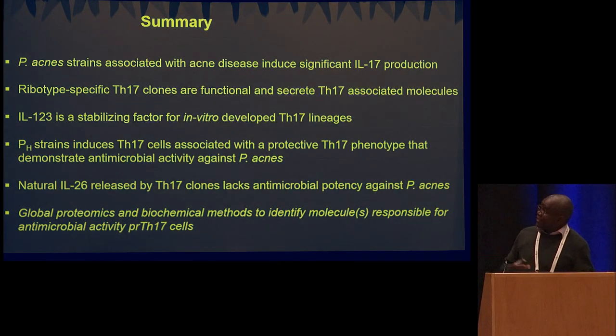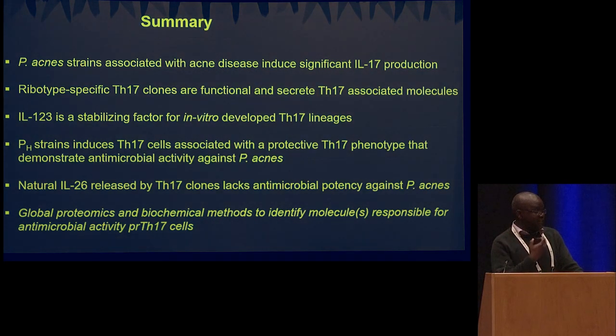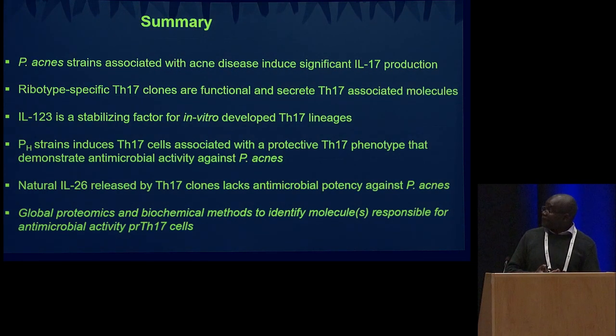So in short, I've shown you that P. acne strains associated with acne disease induce significant IL-17 production. Ribotype-specific Th17 clones are functional and they secrete Th17-associated molecules. IL-23 is a stabilizing factor for these clones. And PH strains induce Th17 cells that are associated with the protective phenotype. And for some reason, natural IL-26 is just not able to kill P. acne, again suggesting that there's something special about P. acne that we are yet to elucidate.